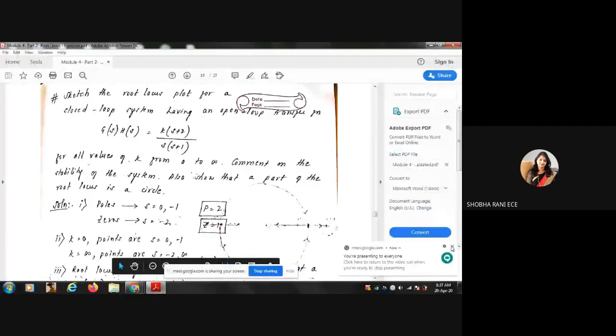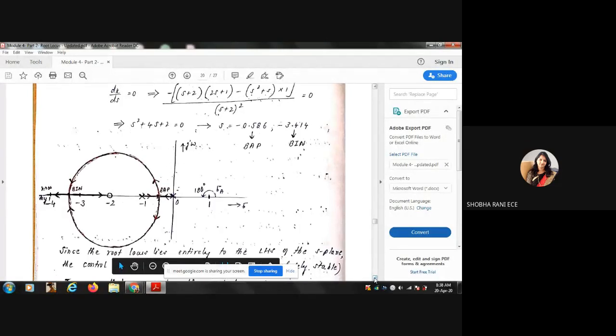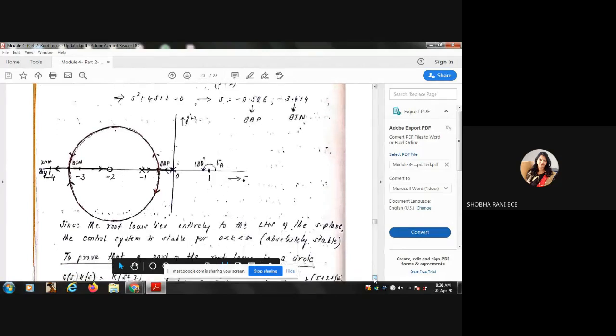So this was the problem that was given to you, and we saw that the root locus was a circle. We also observed that the root locus we got was completely lying on the left hand side of the S plane. So keeping this in mind, we came to the conclusion that the system was a stable system. We have written that for K lying between 0 to infinity, the system is absolutely stable since the entire root locus is on the left hand side.